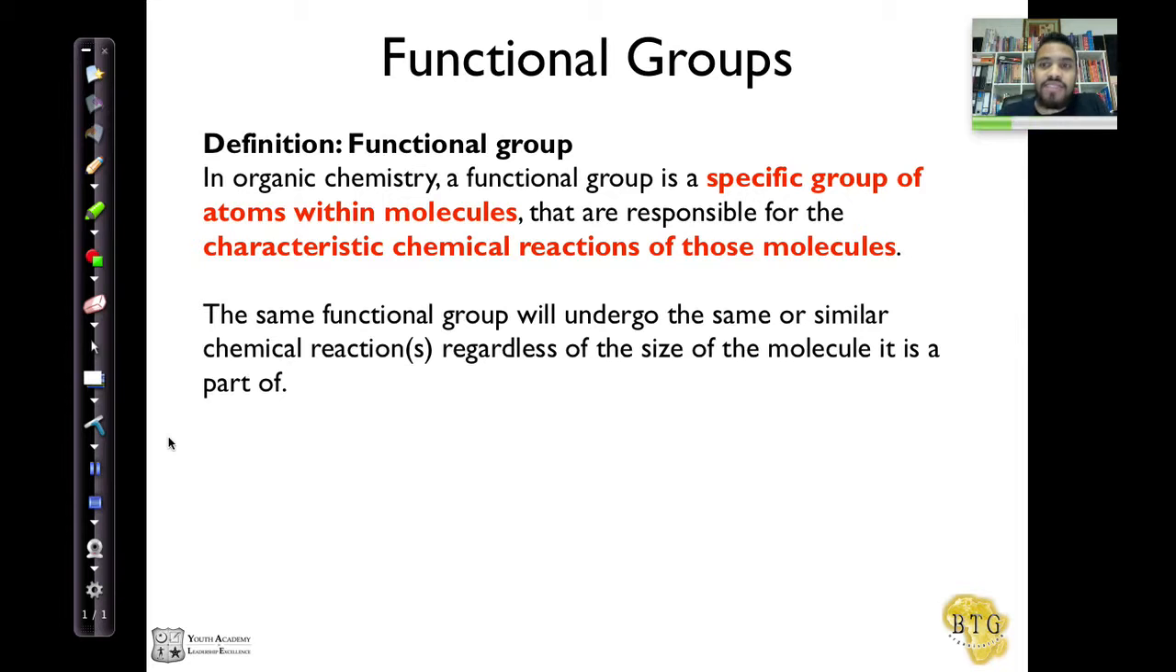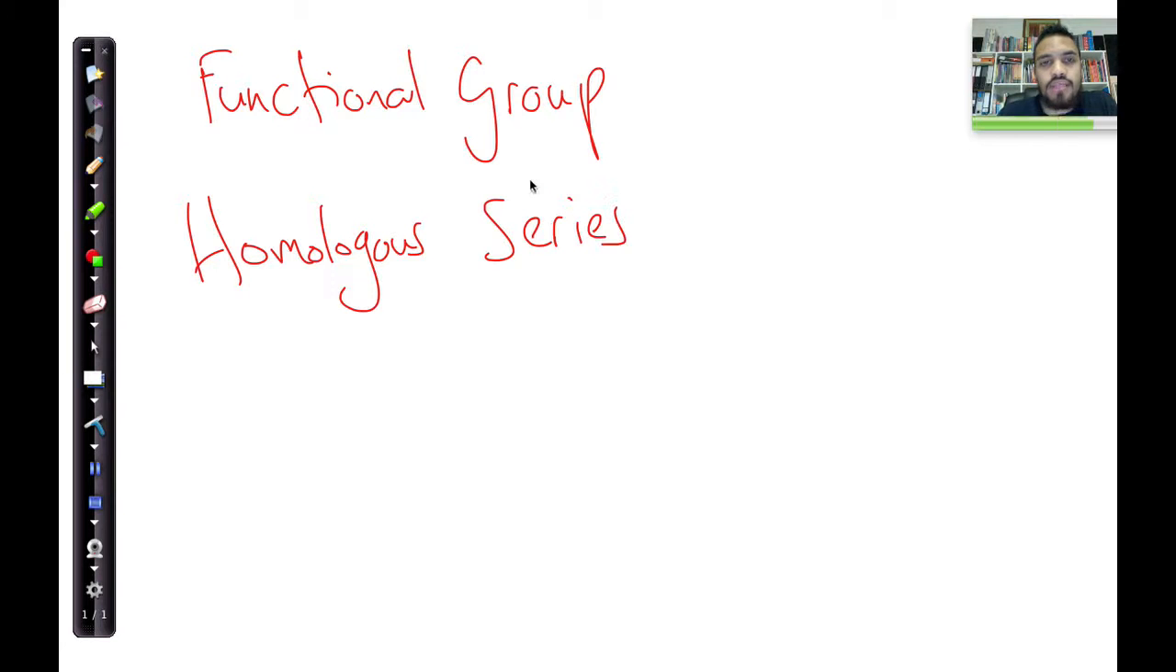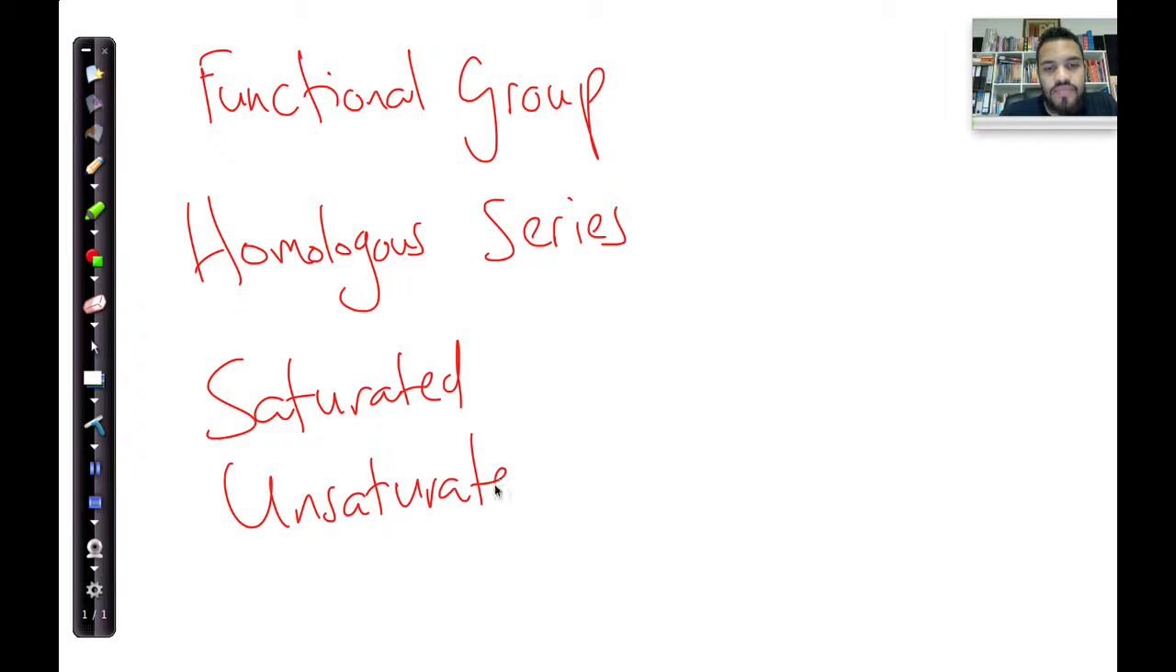In this lesson, I'm tackling a few important definitions, namely the following, as you can see over here. We will tackle the definition of a functional group, as well as the definition of a homologous series. Then I'm going to talk about two other things: saturated as well as unsaturated compounds. That will form one thing and that will form another. So that's what we're going to tackle, more or less, and let's see what a functional group is.